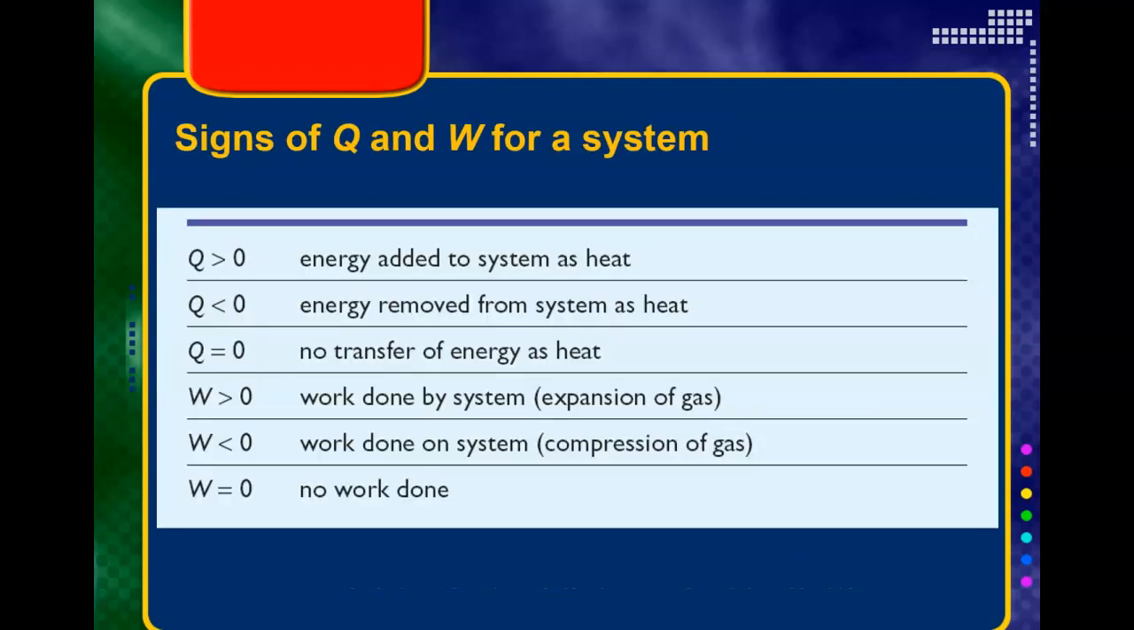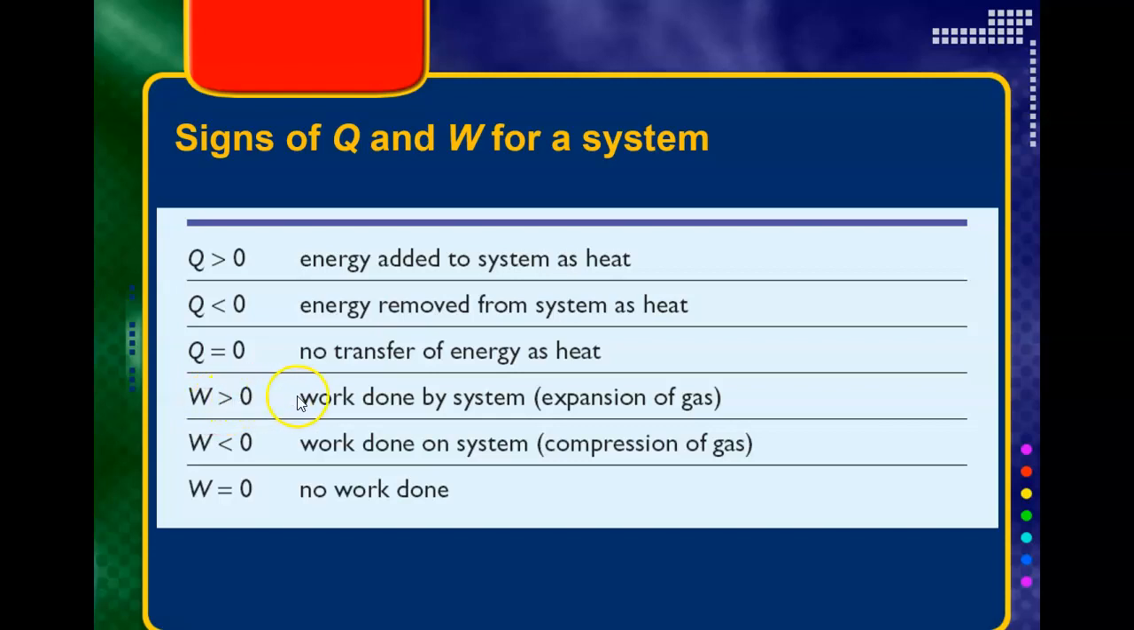Okay. So this is big. If there's no transfer of energy or heat, Q is 0. There's no heat in there. If Q is greater than 0, energy is added to the system. So if Q is positive, energy is added to it. If Q is negative, energy is removed from the system as heat. Heat's given off. Okay.